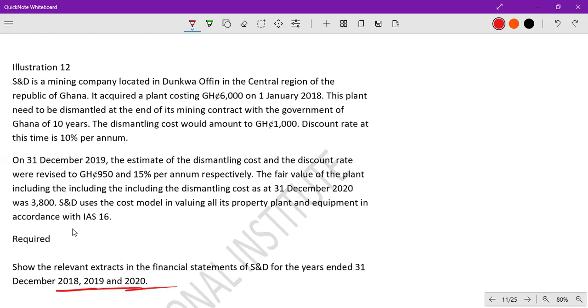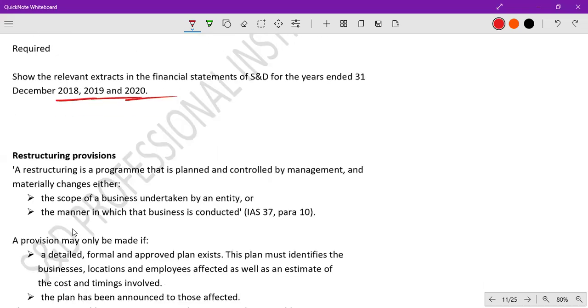On 31st December 2019, the estimate of the dismantling cost and the discount rate were revised to 950 Ghana cedi and 15% per annum respectively. The fair value of the plant, including the dismantling cost as at 31st December 2020 was 3,800 cedis. S&D uses the cost model in valuing all its property, plant, and equipment in accordance with IAS 16.